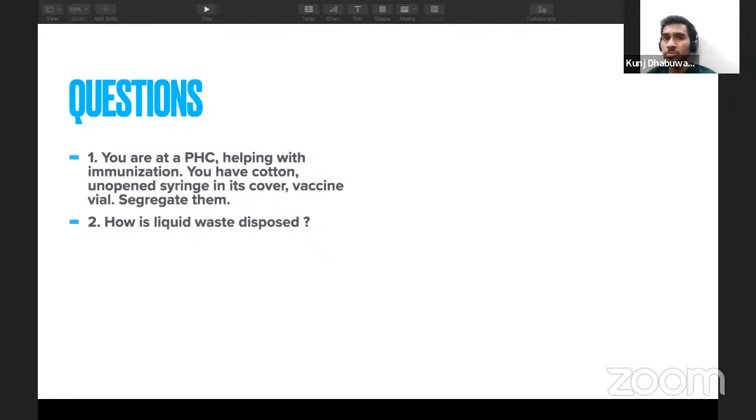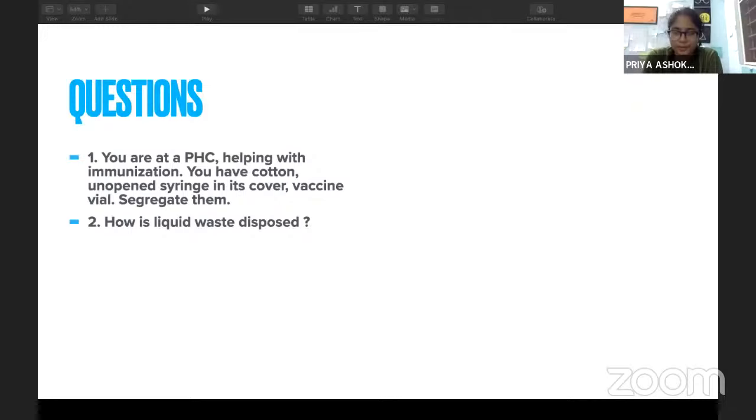Cotton will go in yellow, and the unopened syringe with its cover. Hmm. So if it is unopened, then why will you discard? You will not discard it. No, you used it for vaccination. I'm just telling you. Achha, okay. This is pre-vaccination. Post-vaccination, where will you go?